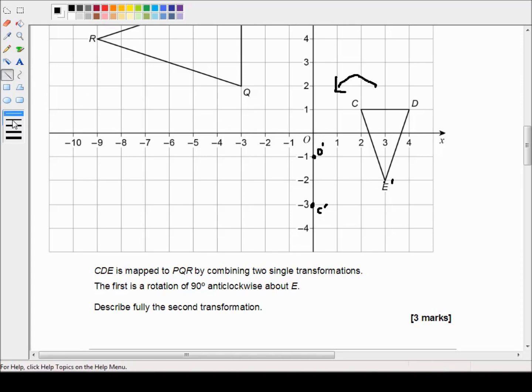Let me try and draw this triangle. I'm going to draw it in a different colour.